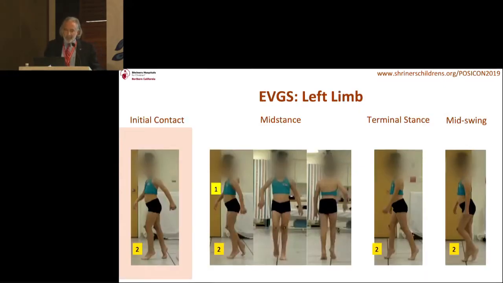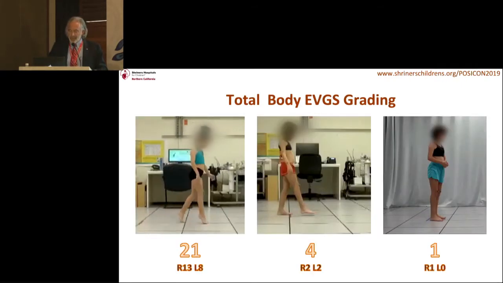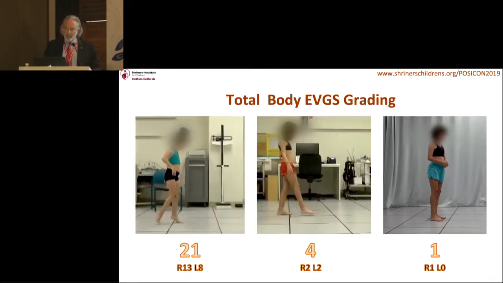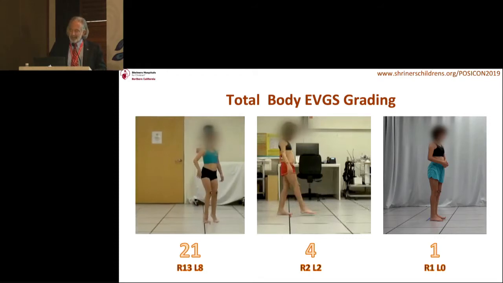The same can be done for the left side, which has the compensatory deviations. Here we see a deviation at the trunk and at the ankle and foot on the left. So the total score pre-intervention was 21, and we can divide it up by right and left side as you see.